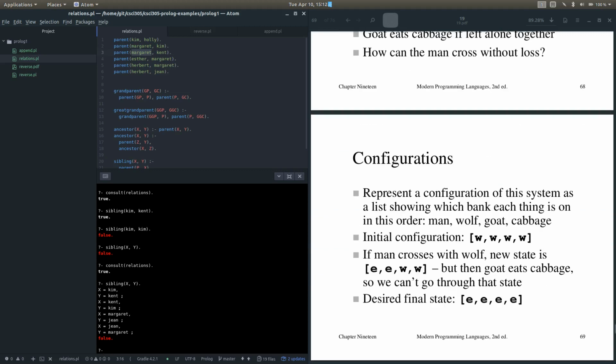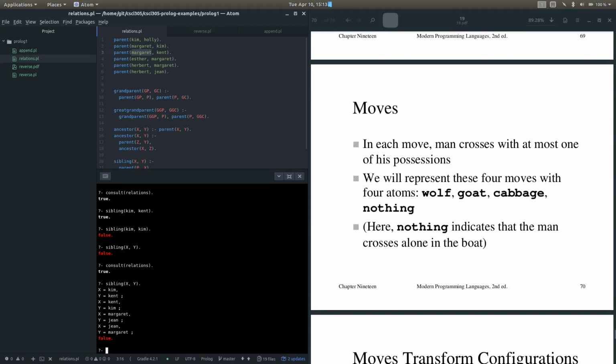Right. And so we can actually utilize Prolog to describe these configurations. So we represent a configuration of this system as a list showing which bank each thing is on in this order: man, wolf, goat, cabbage, right? So the initial configuration is WWWW, because we're on the west bank, so everything is on the west bank. And so if the man crosses with the wolf, the new state is EEWW. But then the goat eats the cabbage, so we can't go through that state. Our desired final state is EEEE, right? Everything's on the east bank.